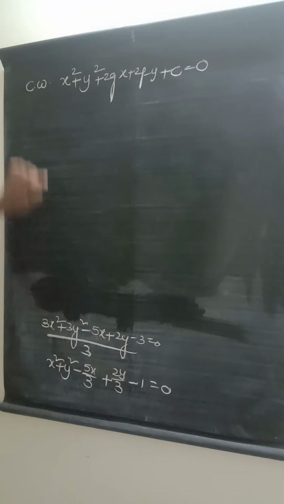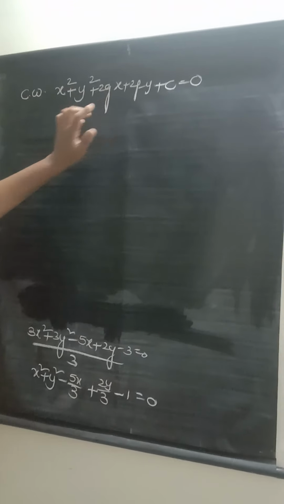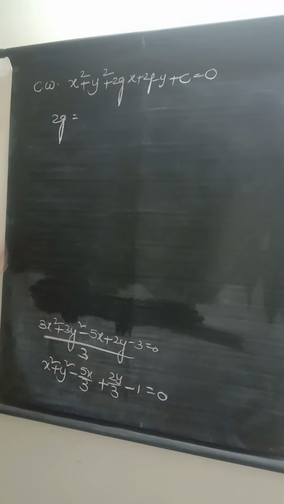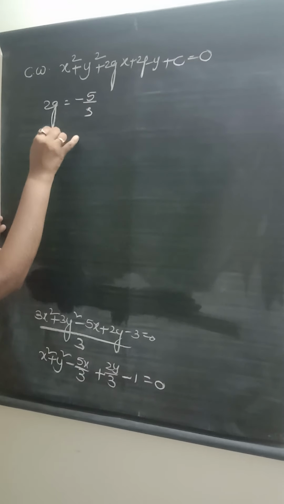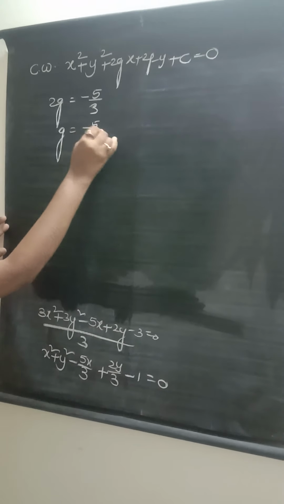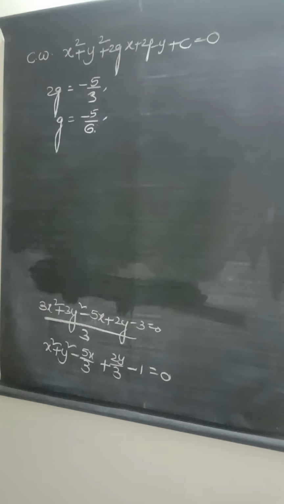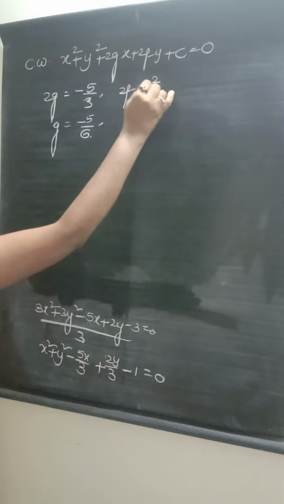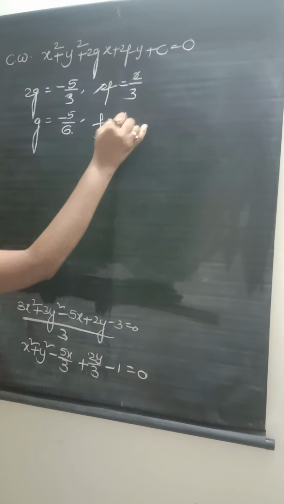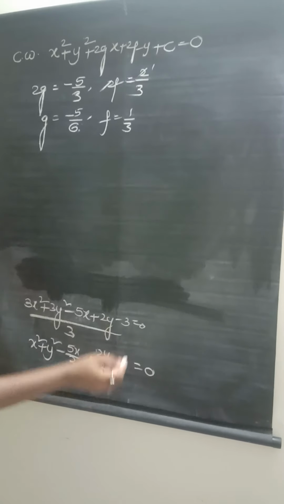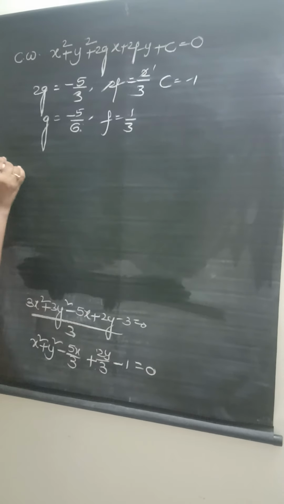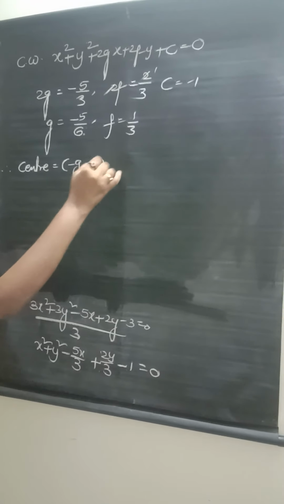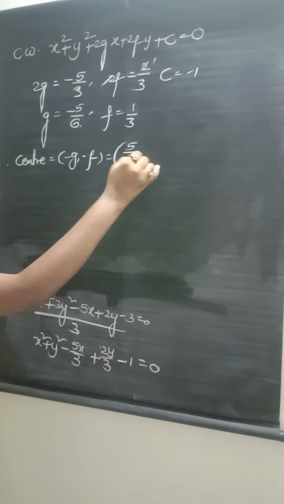Now comparing this equation with x² + y² + 2gx + 2fy + c = 0, then 2g = -5/3, so g = -5/6, and 2f = 2/3, so f = 1/3, and the last value c = -1. Therefore, the center is (-g, -f) = (5/6, -1/3).